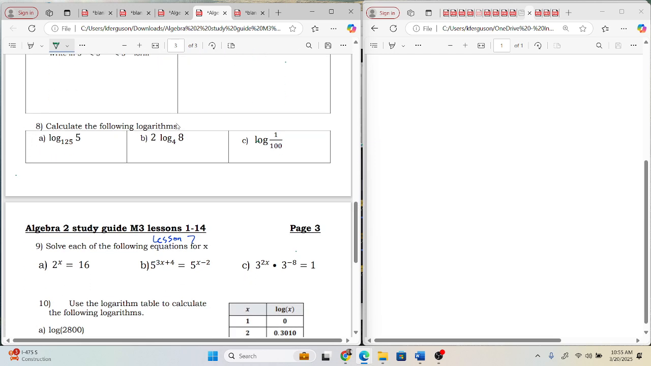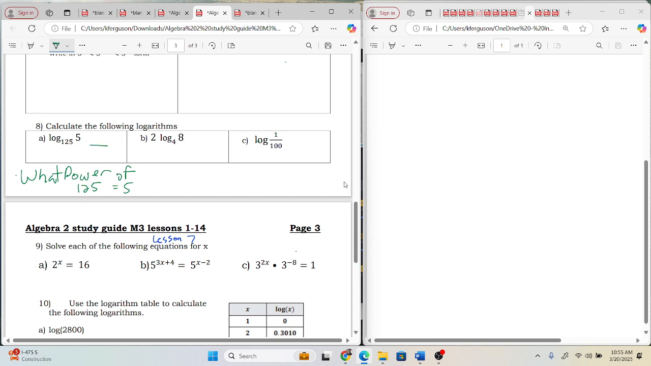So anyway, calculate the logarithms, just like the bell work we were doing. These logarithms go back to that function we did: what power of 125 equals 5? Now remember what I told you: if your base is bigger than the number you're trying to get to, what kind of answer are you going to have? A fraction.